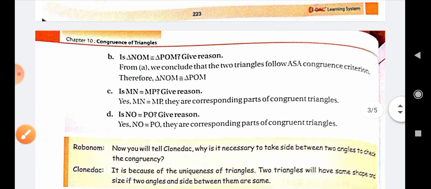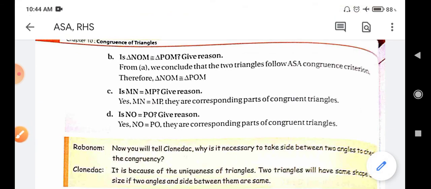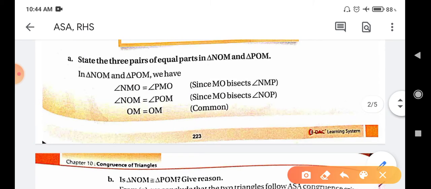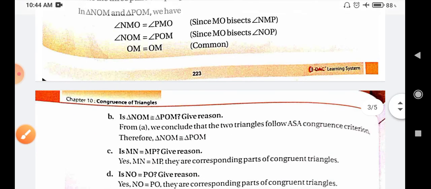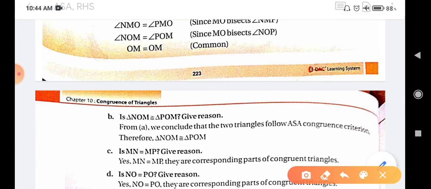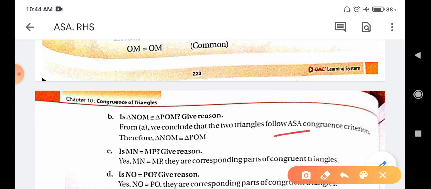Next is, is triangle NOM congruent to triangle POM? Yes, these triangles are congruent because we have written these three pairs of equal parts. So these triangles are congruent by ASA. By the ASA congruence criterion, these triangles are congruent because the side is the included side between these two angles.